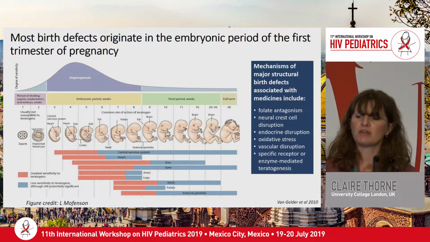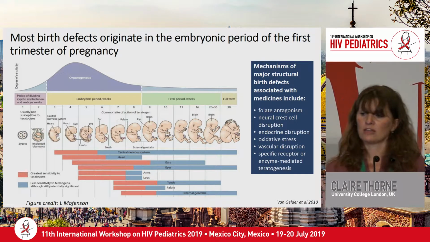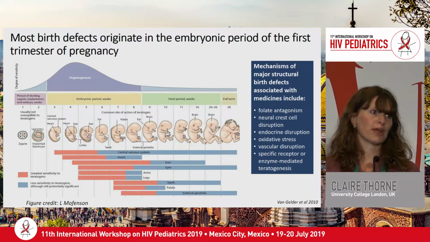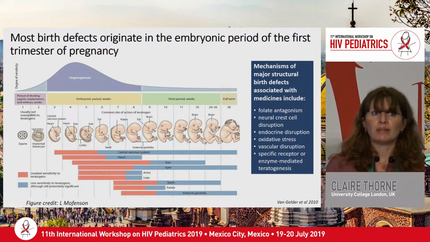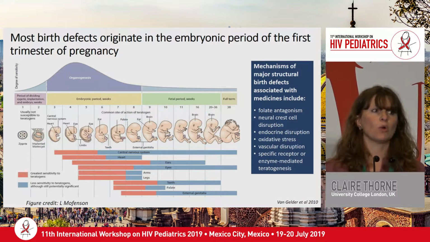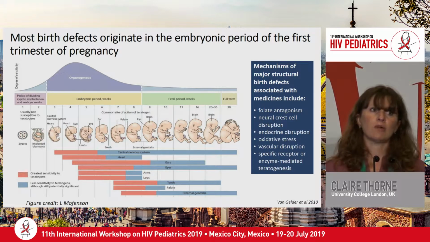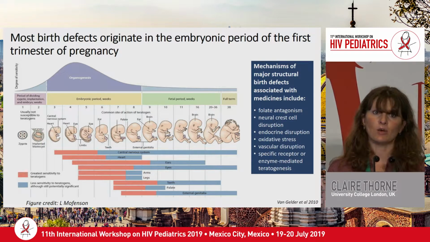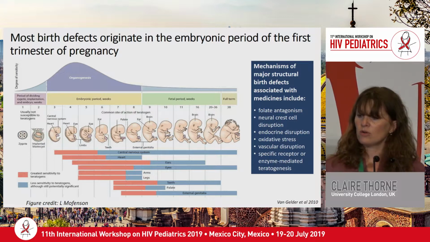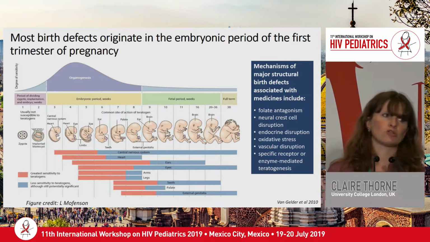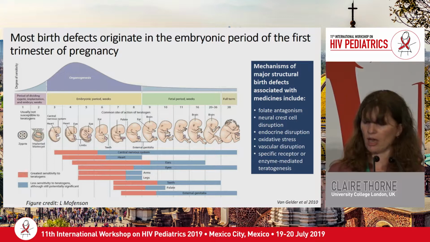So most birth defects originate in the embryonic phase of the first trimester of pregnancy, and depending on the time at which a specific organ is developing, then you may have a malformation in that organ. There may be defects emerging also in the fetal period. Examples of this might include microcephaly or congenital cataracts. So I've listed some mechanisms of major structural birth defects associated with medicines on this slide, but in this presentation I'm not going to be talking about mechanisms.